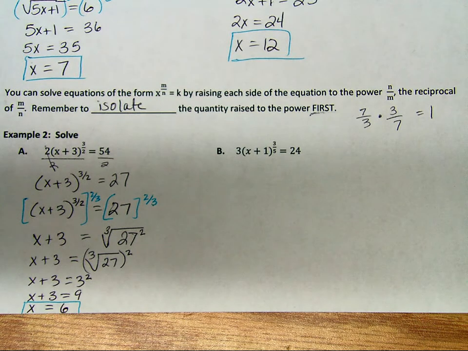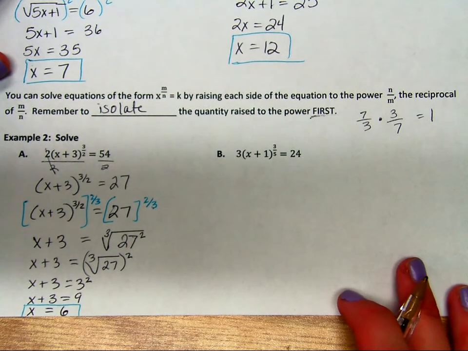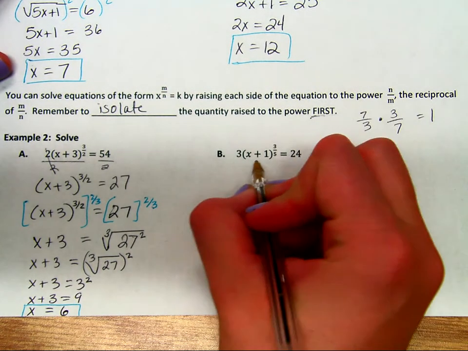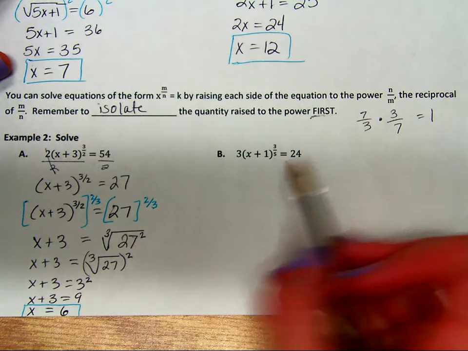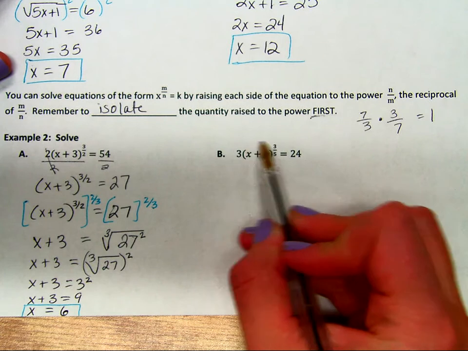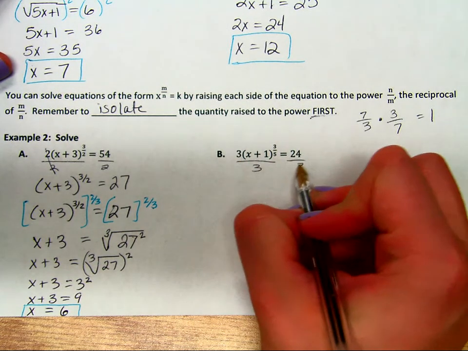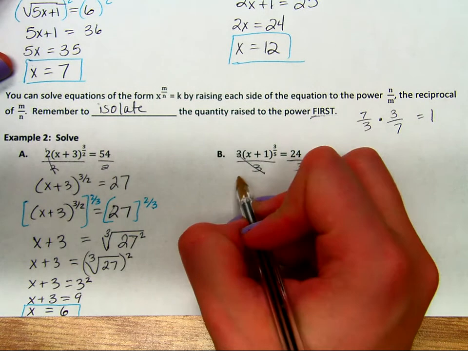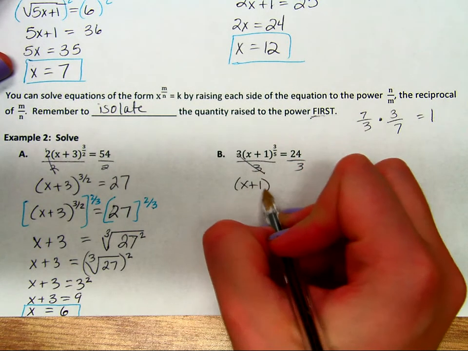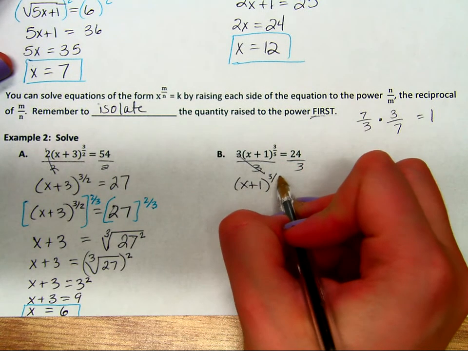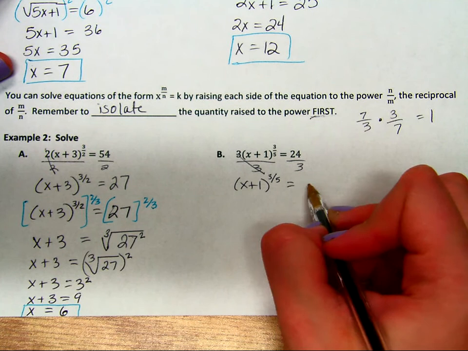Okay, next I have a similar type of problem here, just getting some more practice. I'm going to start by, I have a rational exponent. This expression here with the rational exponent is not isolated yet, so I need to get rid of the 3 that's multiplying it. So I'll have x plus 1 to the 3/5 power equals 24 divided by 3 is 8.